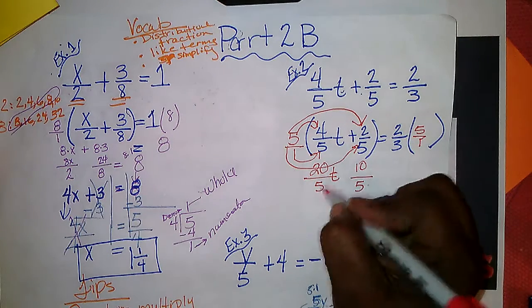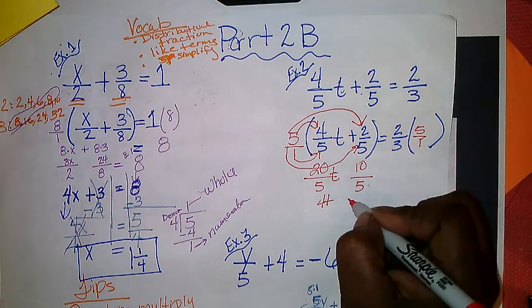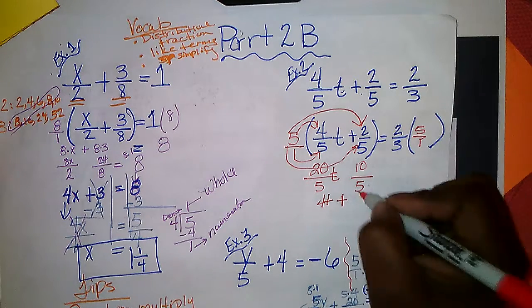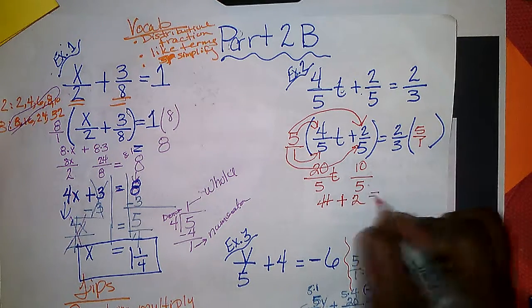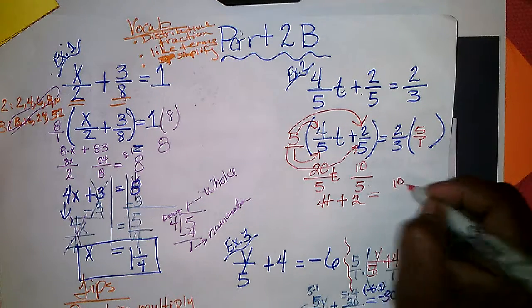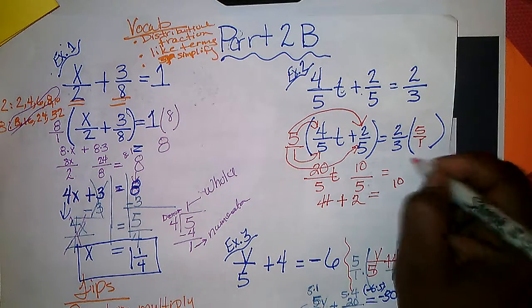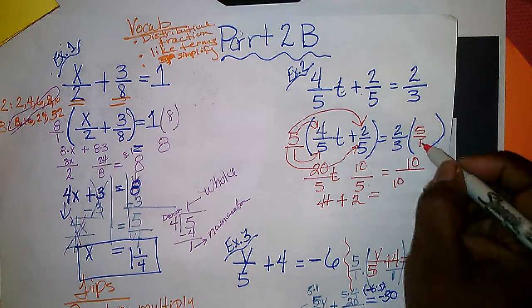Now, 5 goes into 20 4 times. 5 goes into 10 2 times. 2 times 5 is 10. 3 times 1 is 3.